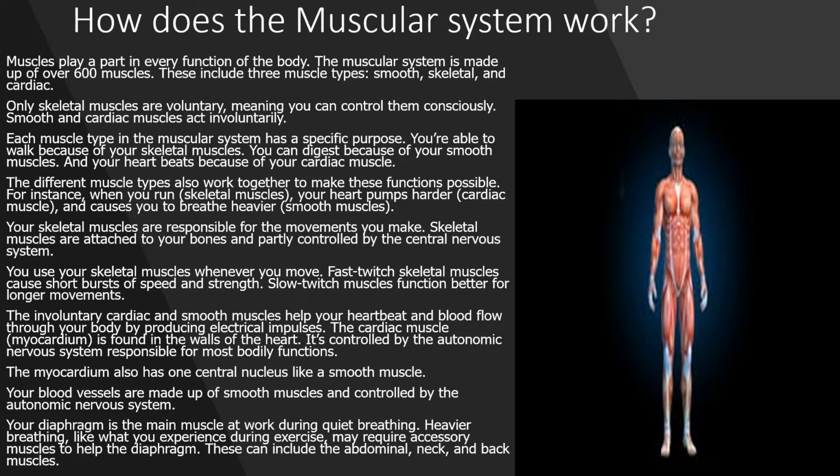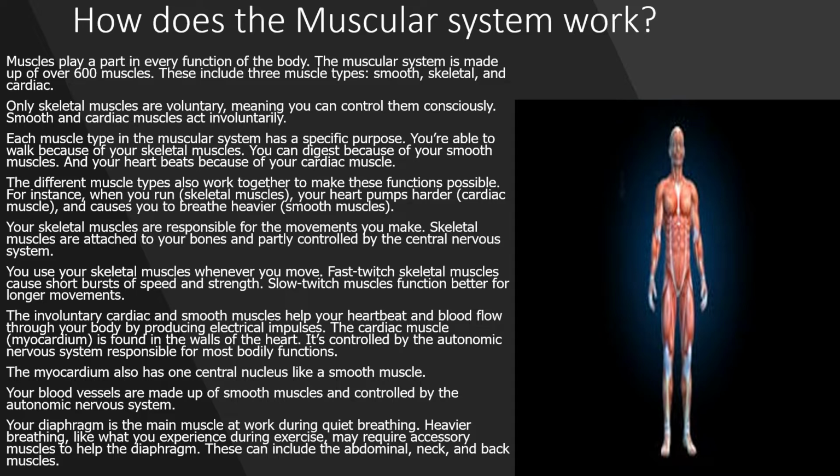Fast twitch skeletal muscles cause short bursts of speed and strength. Slow twitch muscles function better for longer movements. The involuntary cardiac and smooth muscles help your heartbeat and blood flow through your body by producing electrical impulses.